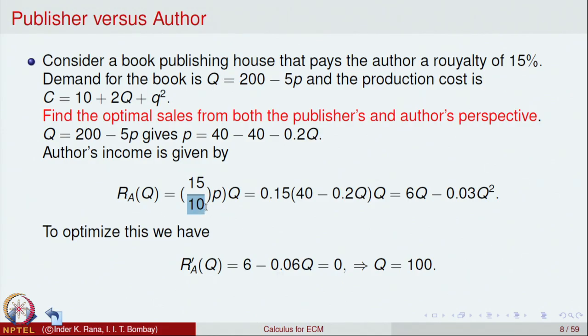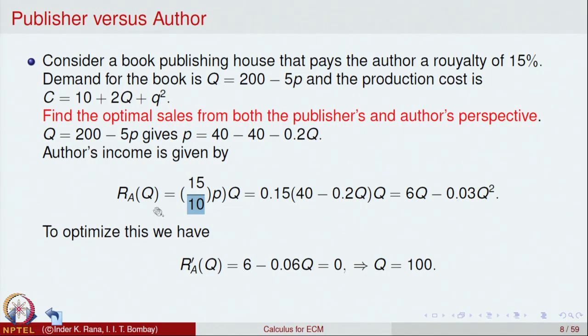Okay. So, once you do that, that is 0.15 of p into q. So, p is 40 minus 0.2 q into q, and the value of q is equal to 200 minus 5p, into q itself, right. So, when you simplify this equation, you will get 6 q minus 0.03 q square. So, modulo this typo here, it should have been 100 here, and once you simplify it should come out to be this.